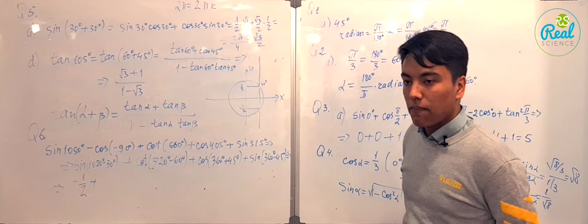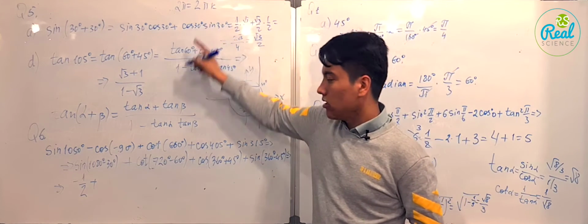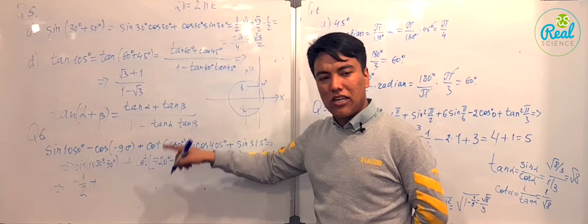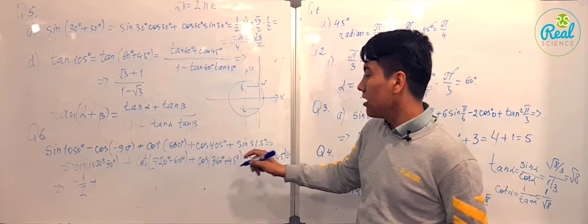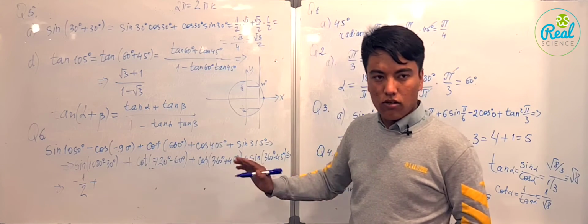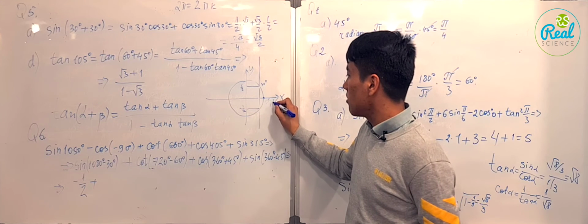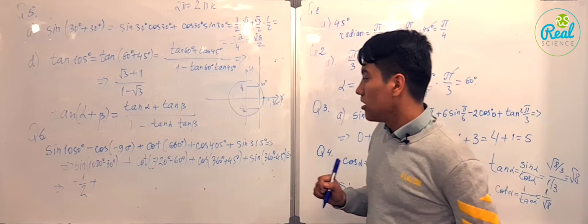720 minus 60. Actually, 2 pi k. Like 720, 1080, they are divisible by 360. It means at this point the values are the same, always. Always, because this is 0 and 360.